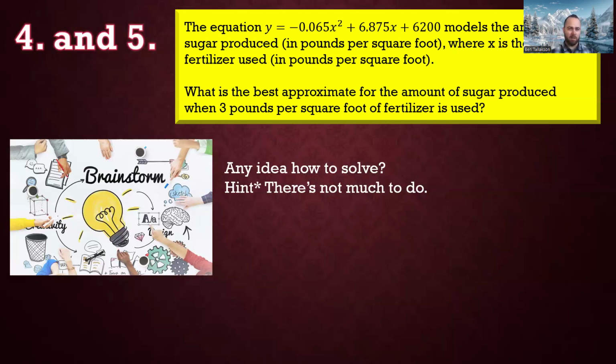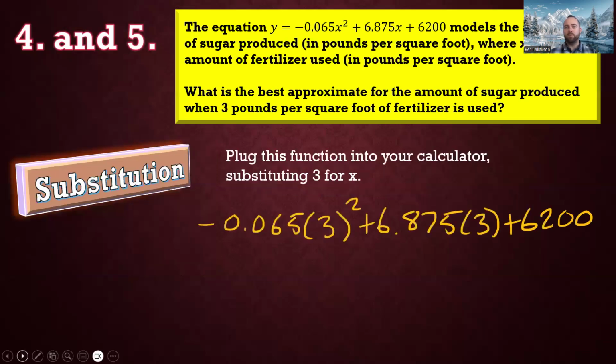So think about it carefully. They want the best approximate value for sugar when there's 3 pounds of fertilizer. I think you might have a good idea on how to solve this. You substitute 3 for x and solve, and that's it. Okay? Of course, you would work this out all the way to get a more exact number. And you would definitely want your calculator because there are a lot of decimals.